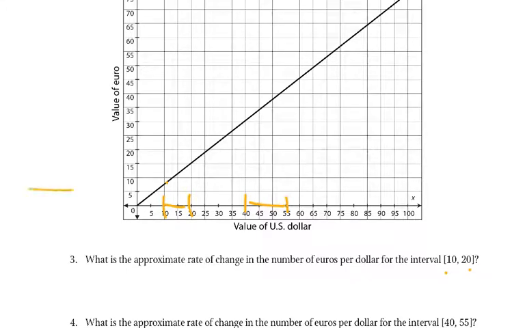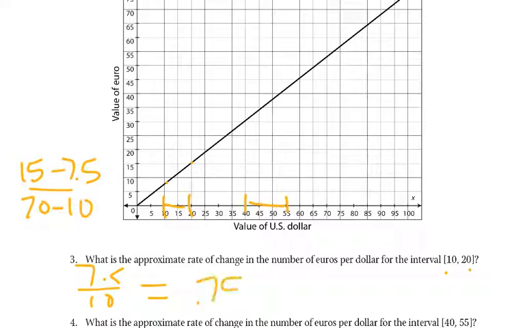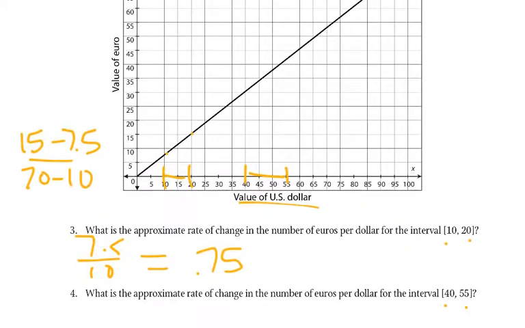So the bottom here on number 3 is 20 minus 10. The top looks to be 15 minus, I would probably say 7.5, because it looks like it's almost exactly halfway between 5 and 10. So we'd end up with 7.5 over 10, which would give us 0.75. So for every dollar, that's about 0.75 of the euro according to this graph.